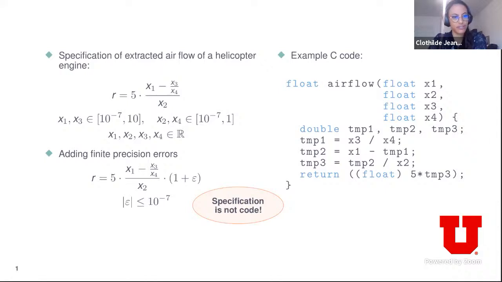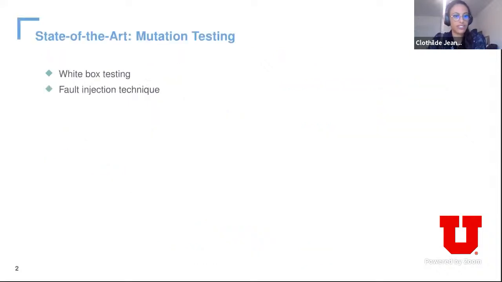We want to test if this code is compliant to this specification. We could simply use random testing, but this technique is forbidden for the certification of safety critical systems. Moreover, in this particular case, to generate tests, we only have access to the specification. The code is not actually available. In this context, we want tests that target specific bugs. To do so, there exists a technique called mutation testing that does exactly that. It's a white box technique that injects faults into the system under test.